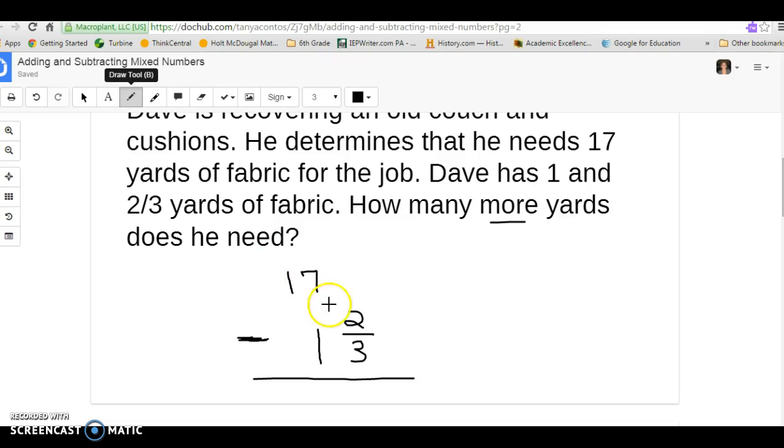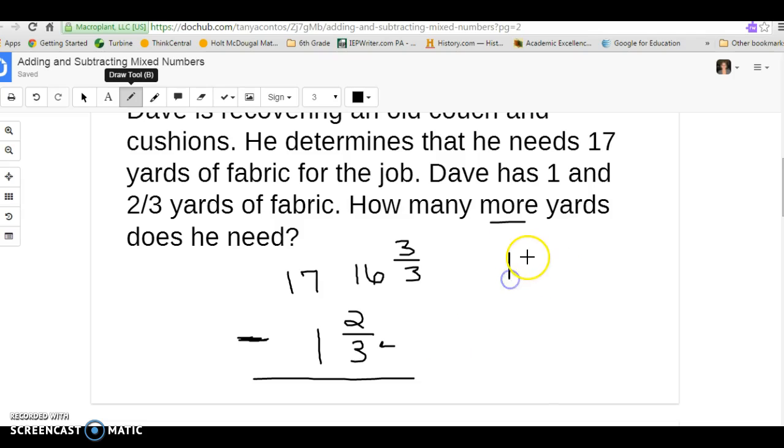We're going to make this 17 into a mixed number. We're just going to change it. We're going to take our 17 and make it a 16, and since our denominator down here is a 3, we're going to make it 16 and 3/3. Same value, right? Only now our 17 becomes 16 and 3/3. Now we can very nicely subtract 1 and 2/3 from it.